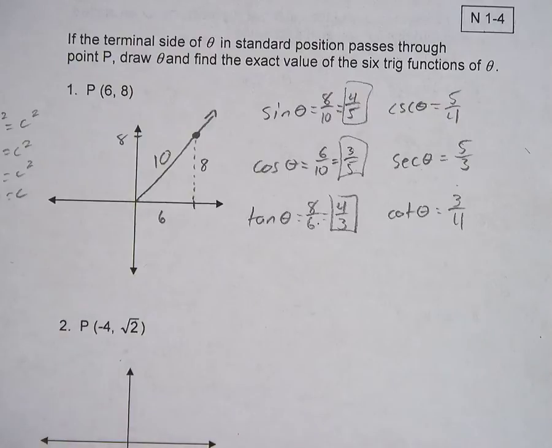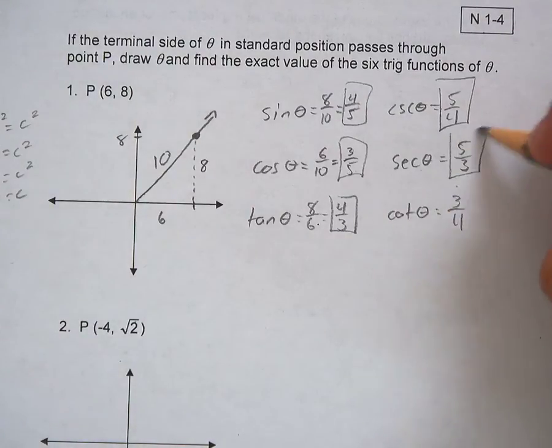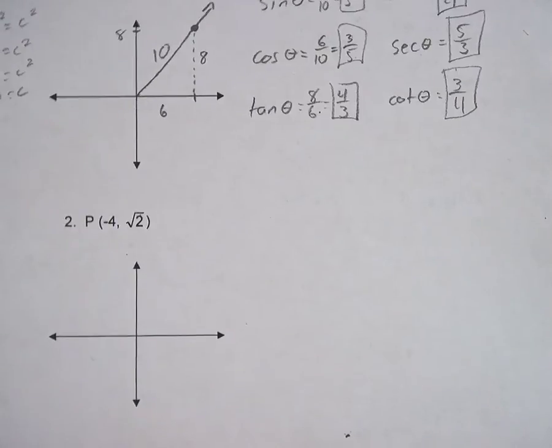So that's not too terrible. And that's how you come up with all 6 of your trig ratios. Yay, trigonometry.